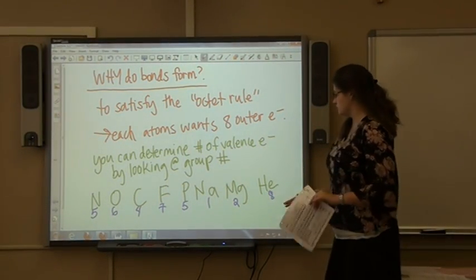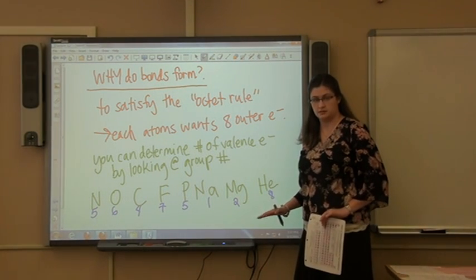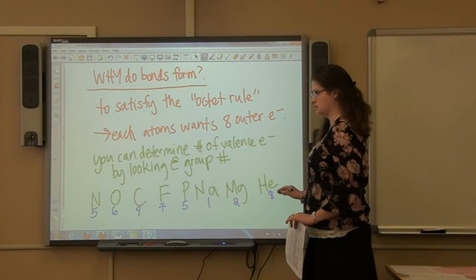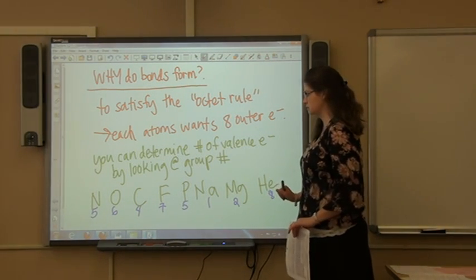So these are the number of valence electrons that each one of these elements has. Go back and make sure that you are getting the right answer.